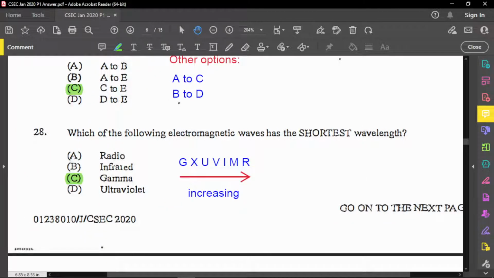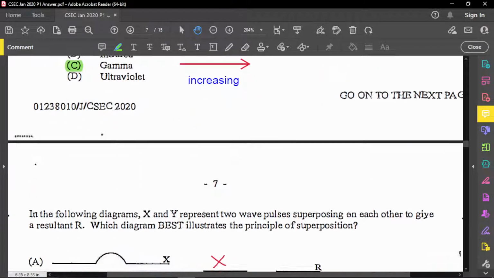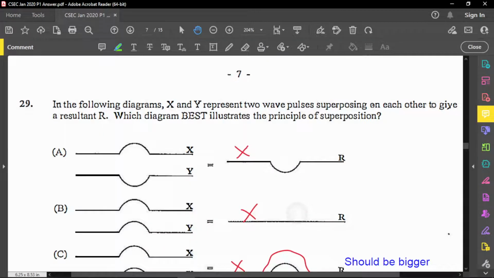Question number 28. It says, which of the following electromagnetic waves has the shortest wavelength? And I gave you here in order of increasing wavelength, starting from gamma, X-ray, UV light, visible light, infrared, and so going from G to R, radio wave will be the longest. So this asks for the shortest one, so it must be gamma. So you start with gamma first, right? So the shortest one. All right, and so C is the correct answer for 28. Now let's go to 29.